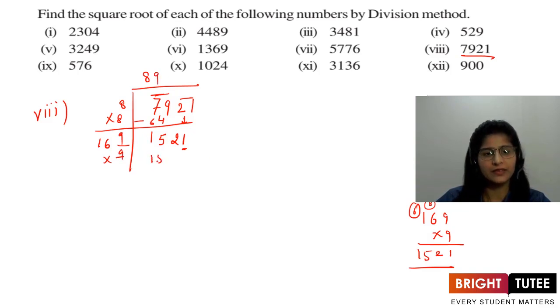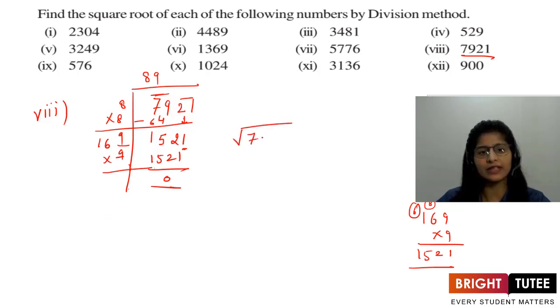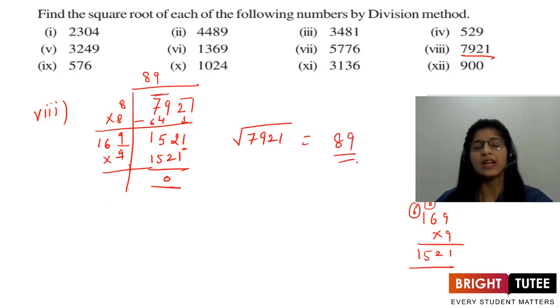Yes, 1521 we get at 9. So we'll write 1521, we'll subtract it and we're going to get the remainder as 0. So what is the square root of 7921? It is 89. Clear? Just in 2 or 3 steps we are going to get the value of our square root. Clear? Let's try the 9th part now.